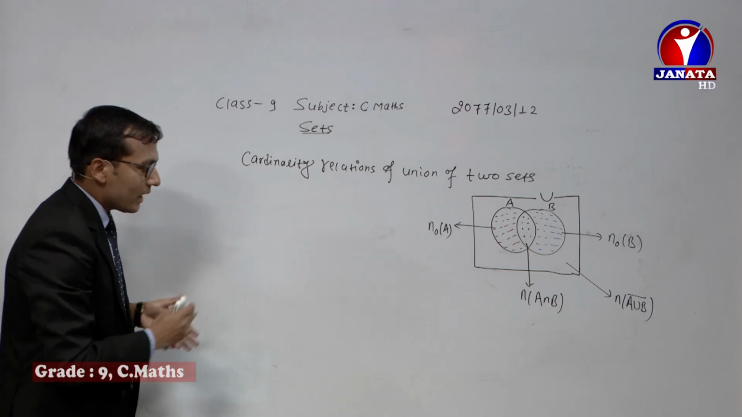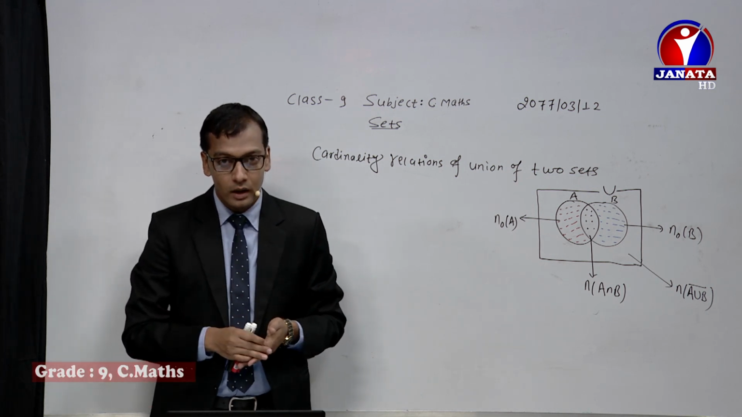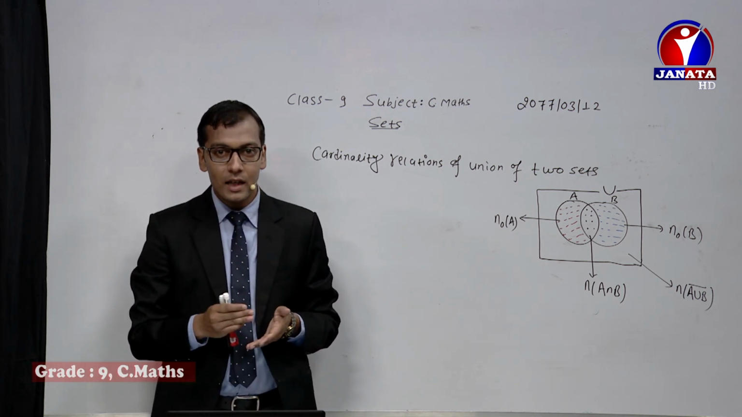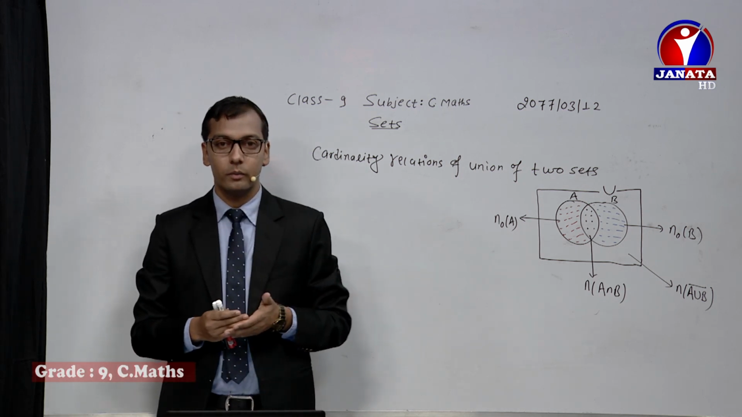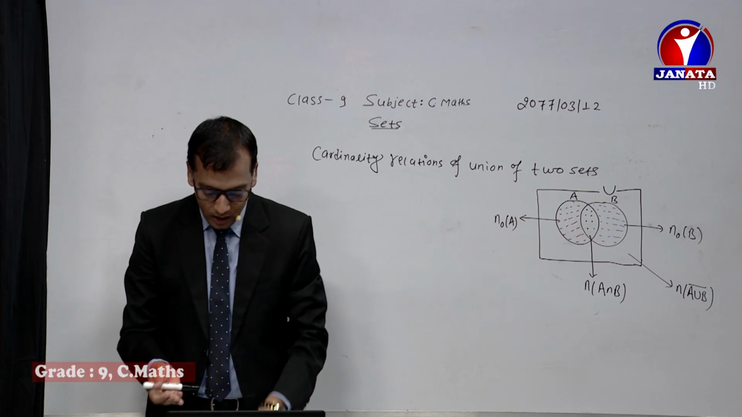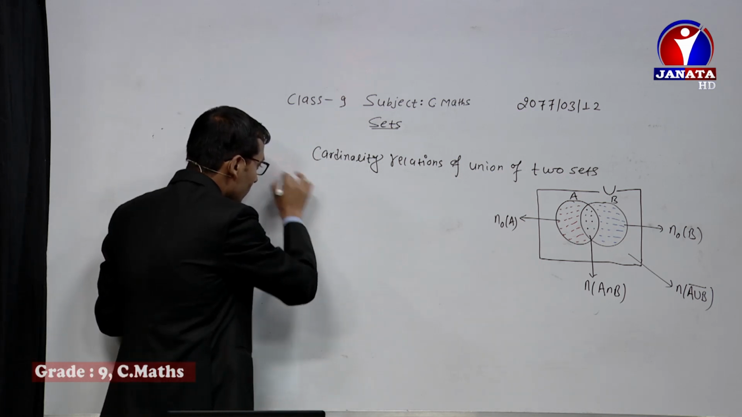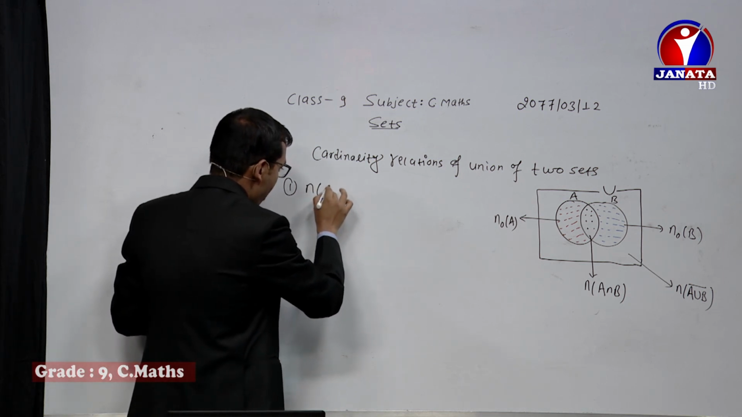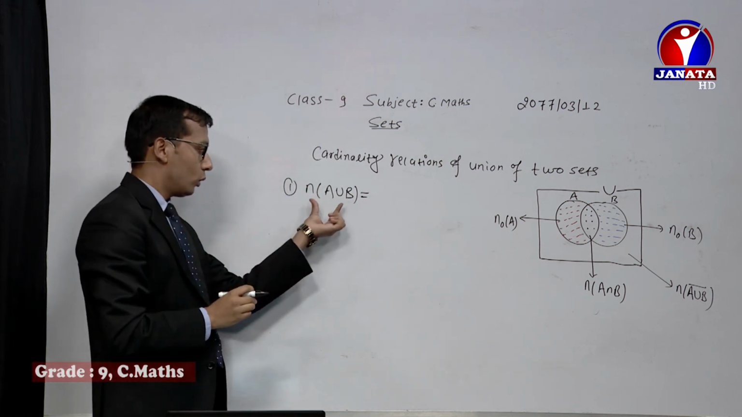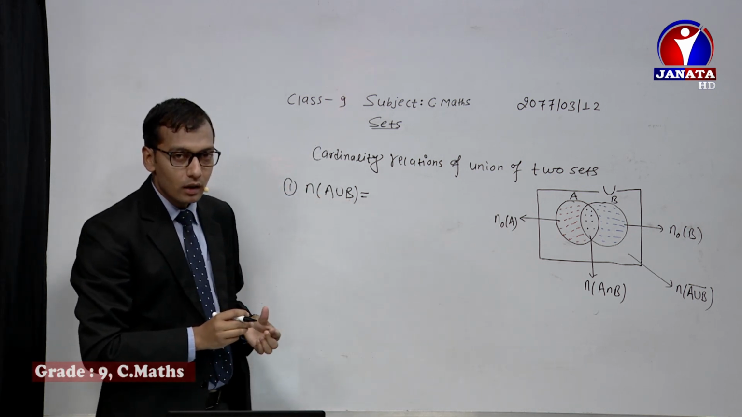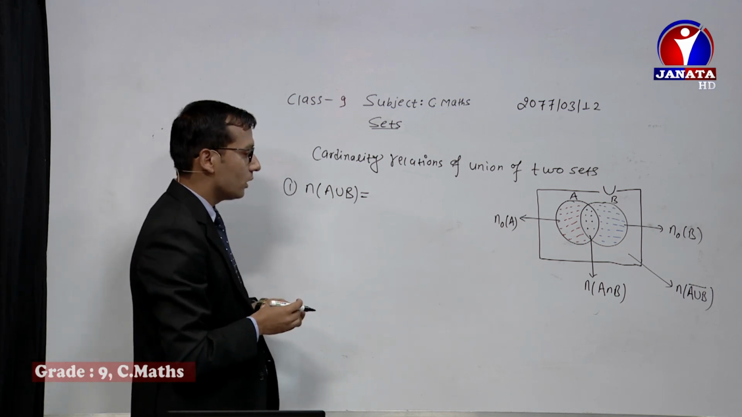So let me write some formulas. Let me talk about the concept now. How can we use the cardinality relation of two sets with the help of a Venn diagram? Let me start from the union of two sets. Here, n of A union B. Under A union B, we take three different regions from the diagram.